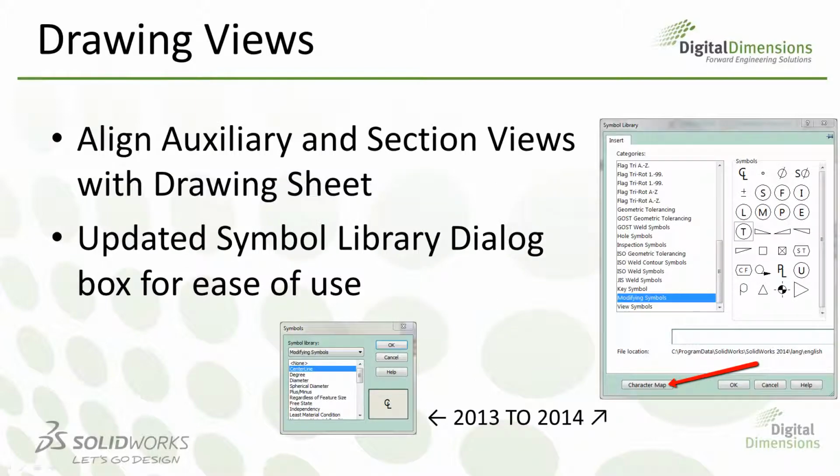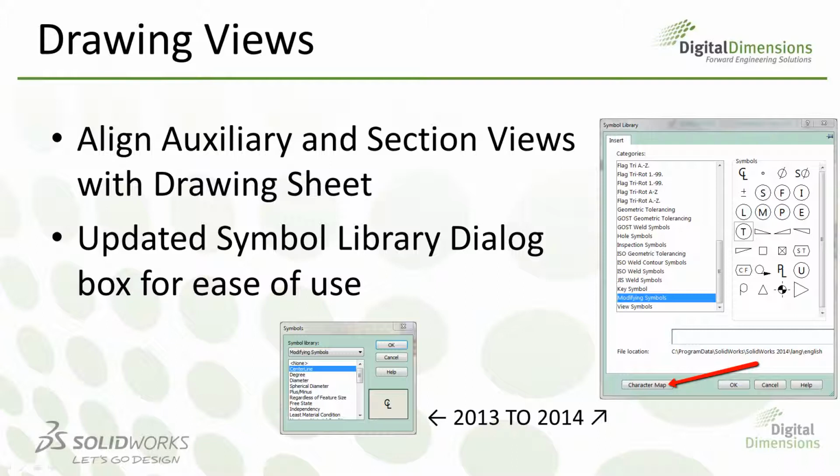Also, what's new for SolidWorks 2014, we now have the ability to align auxiliary views horizontal, either clockwise or counterclockwise, to the drawing sheet. This also includes any section views that were taken at an angle. So if you needed to align your auxiliary views for clarity with normal to the drawing sheet, we now have the ability to do that.